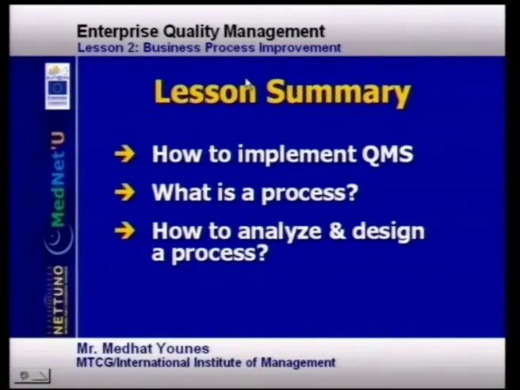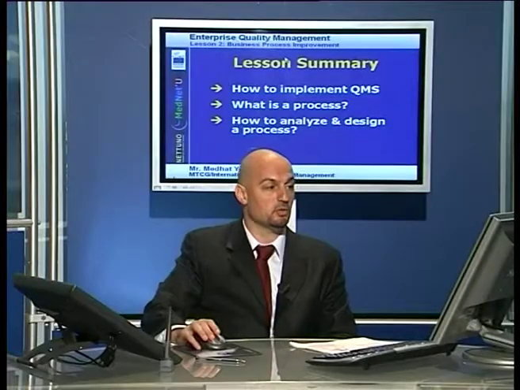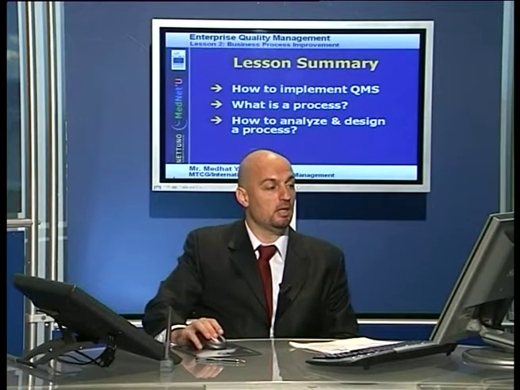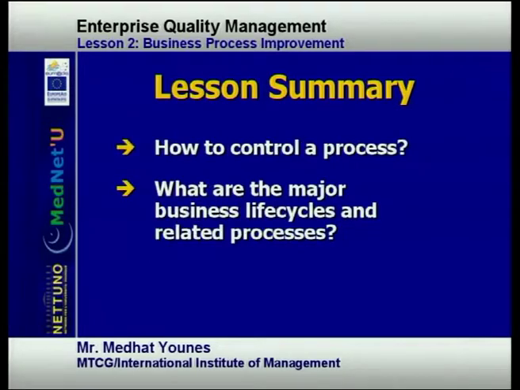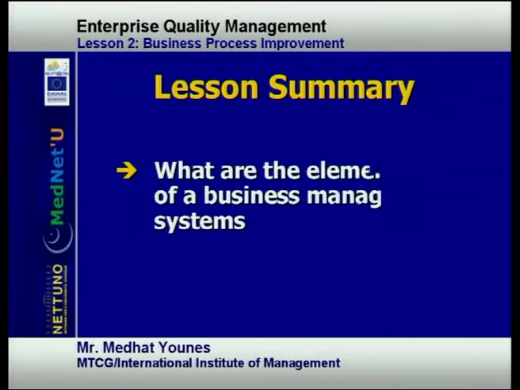Let's recap what we have covered in this course. We learned how to implement a quality management system. We defined a process. We learned how to analyze and design a process. We learned how to control a process. And we learned what are the major business life cycles and related processes and sub-processes. We also discussed the elements of a business management system.